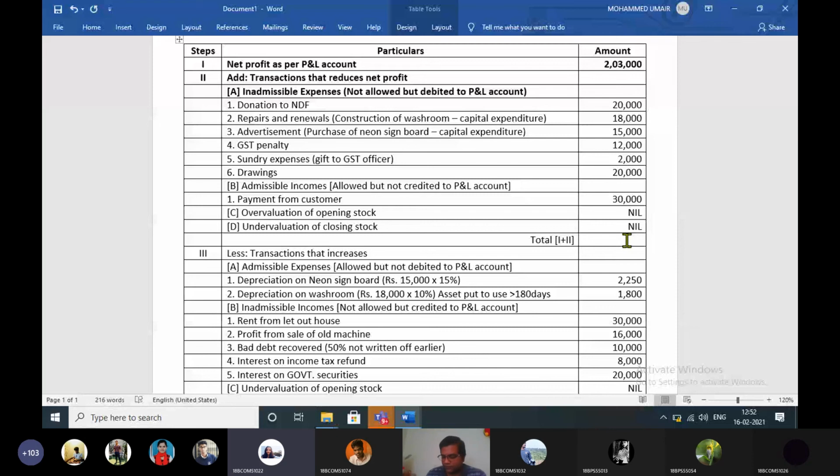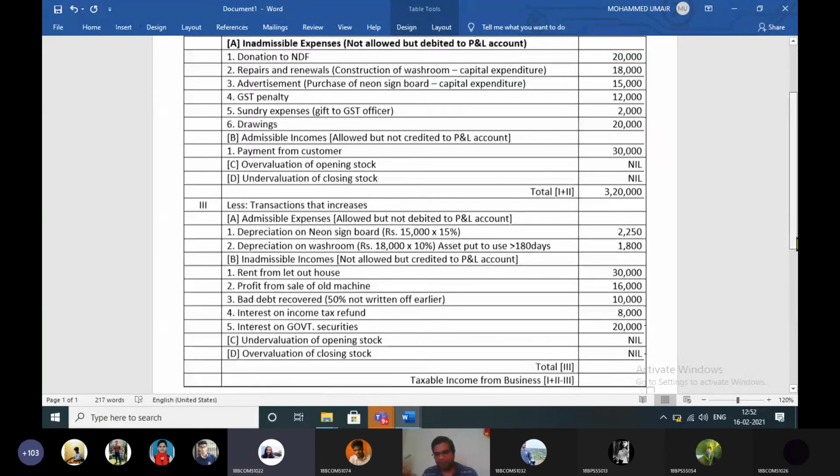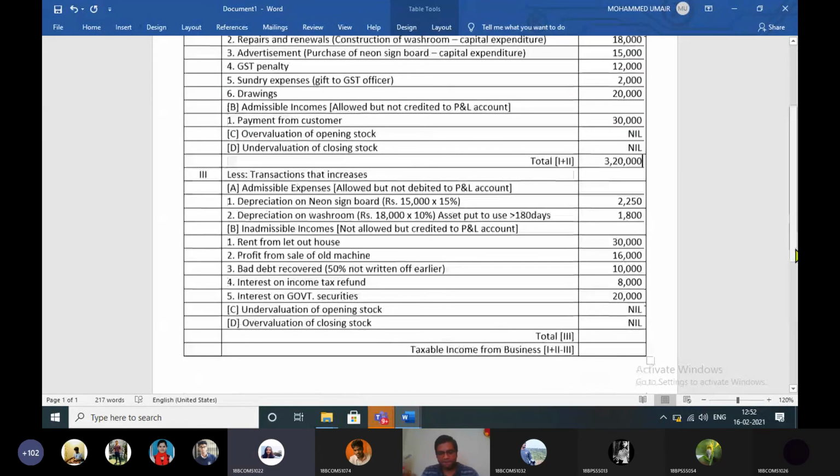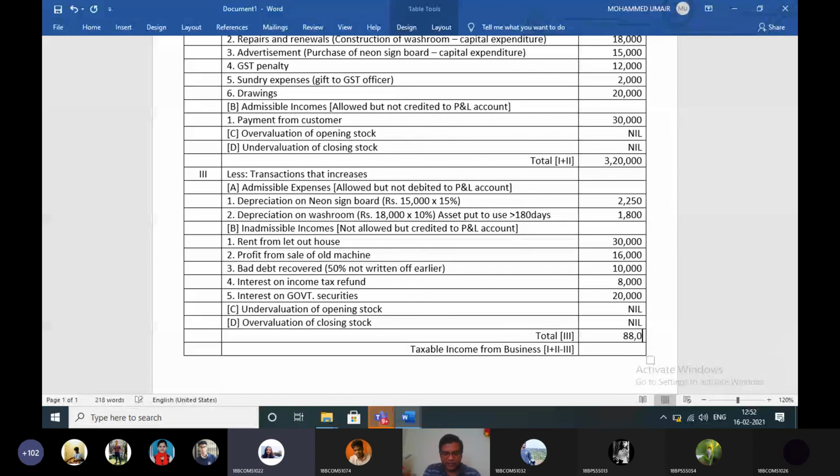Step 1, it's 3,20,000, sir. Okay. And step number three, it's 88,050 rupees, including interest on securities, right? Yes, sir. What's the final answer? 2,31,950. Okay.